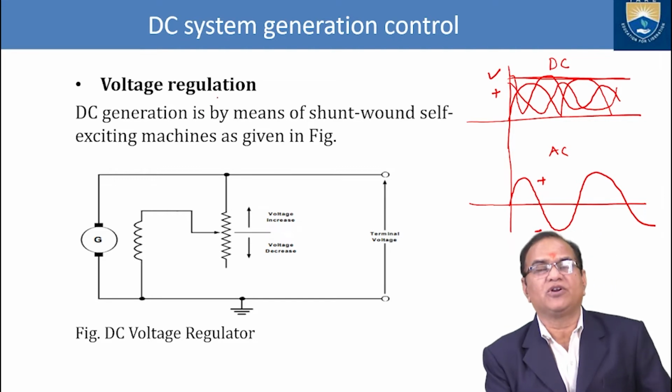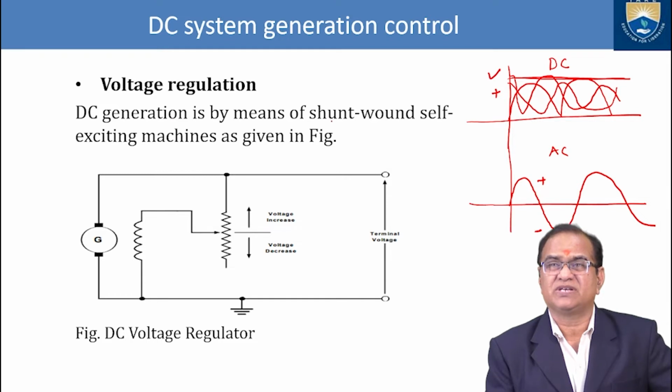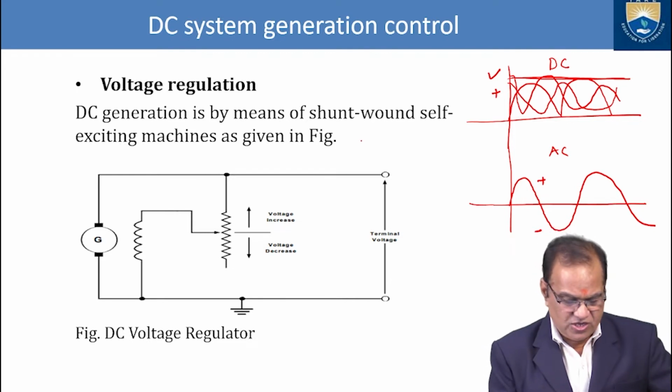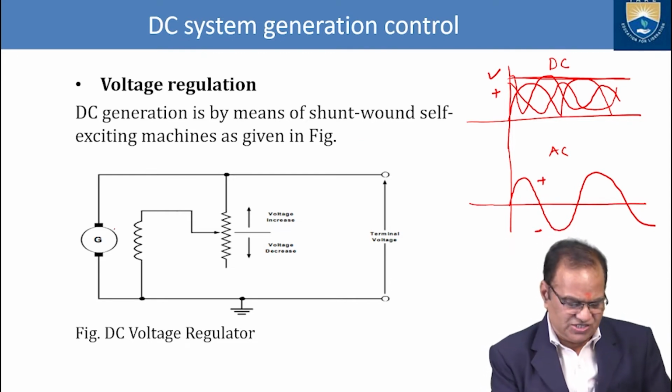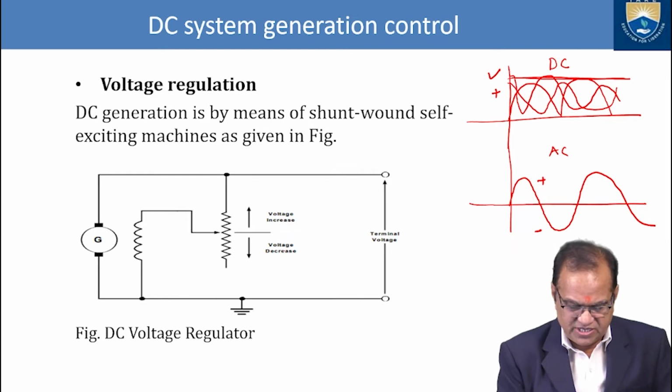So how do we do the voltage regulation on DC? DC generation is by means of a shunt wound self-exciting machine as given in the figure. Here you can see there is a DC generator, and this is the DC generator, and here we have one voltage increase and decrease.